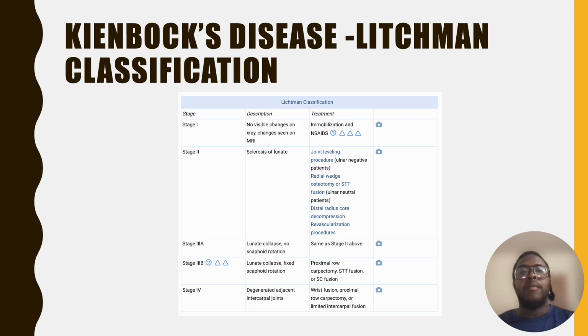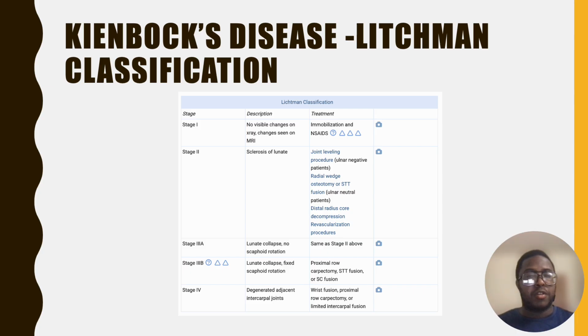This has five classifications: stage 1, 2, 3A, 3B, and stage 4. Each stage determines what you do for treatment. For stage 1, there's no visible change on the X-ray, but you may see it on the MRI. Stage 2 is sclerosis of the lunate. Stage 3A is lunate collapse with no scaphoid rotation. Stage 3B is lunate collapse with fixed scaphoid rotation. And stage 4 is degenerative changes in the adjacent intercarpal joints.